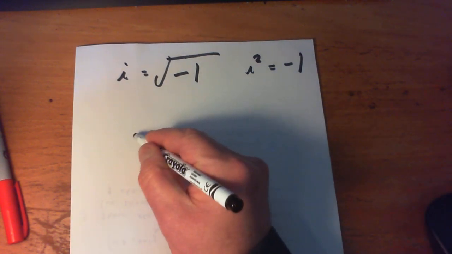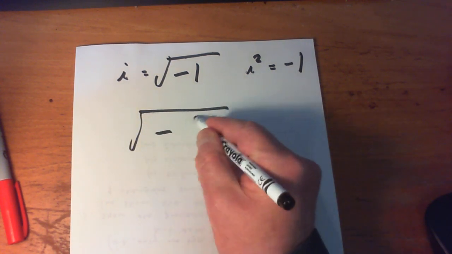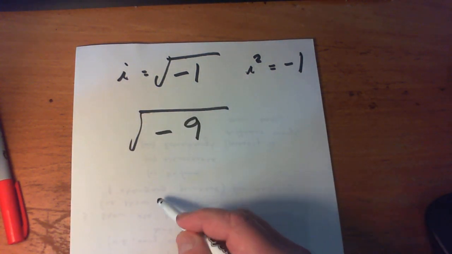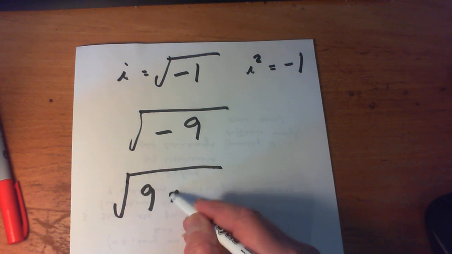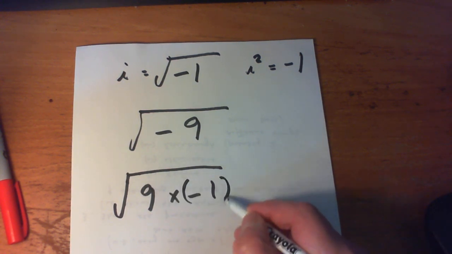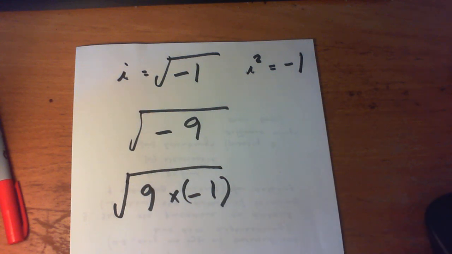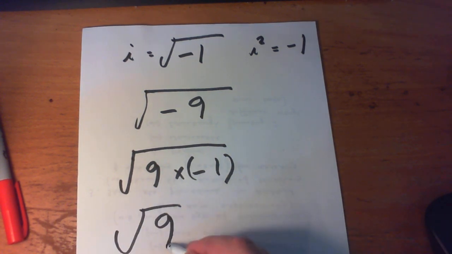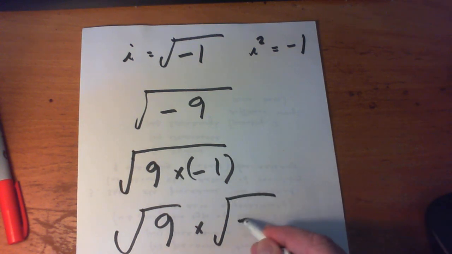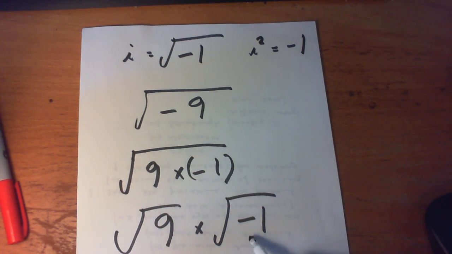Now, if I want to find the square root of a negative number, say -9, for example, that would equal 9 times -1. It's -1 times 9, which is the same as 9 times -1. And this is where GCSE knowledge comes in. I can split that off, so it becomes the square root of 9 times the square root of -1. And I know the square root of 9 is 3.